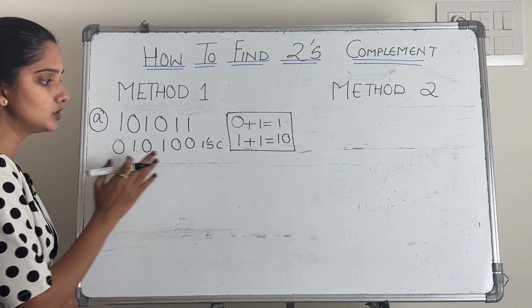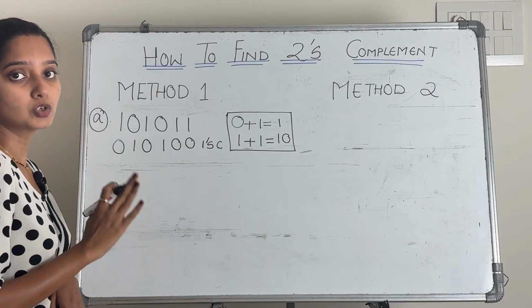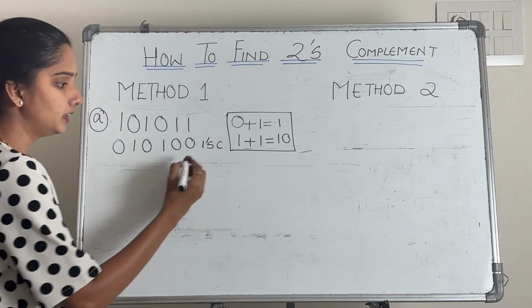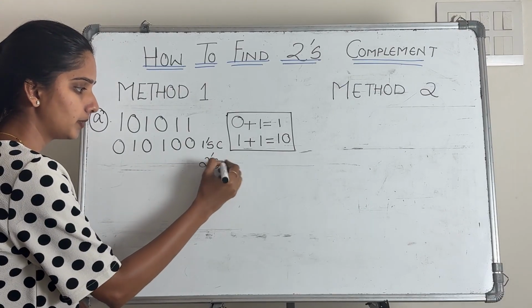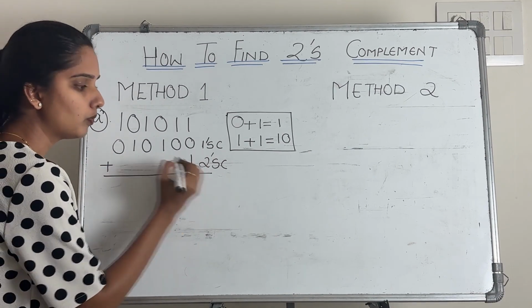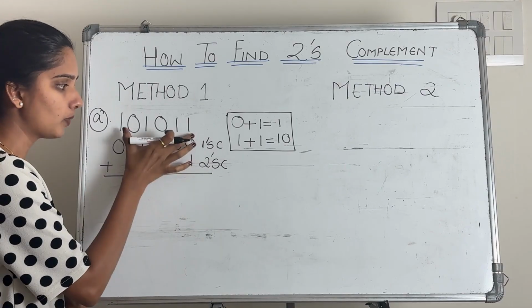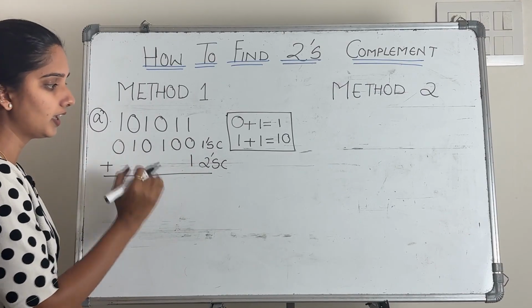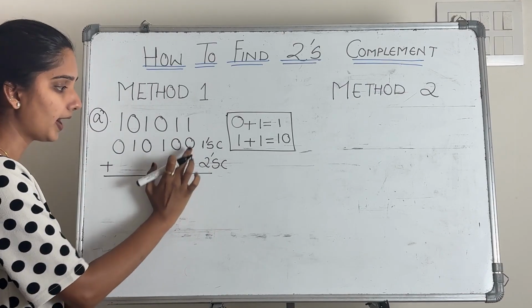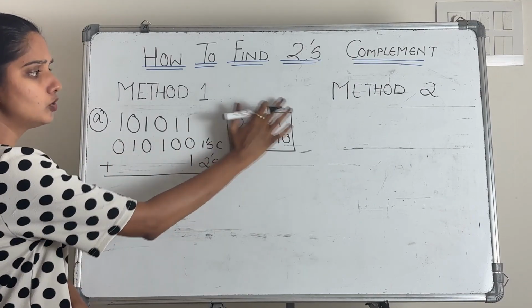Once you find the 1's complement, you go on to find the 2's complement. In order to find the 2's complement, you're going to add 1 to the binary number. So the very first step is to find the 1's complement of the question, and then, to find the 2's complement, you add 1 to it. Then you're going to apply this.